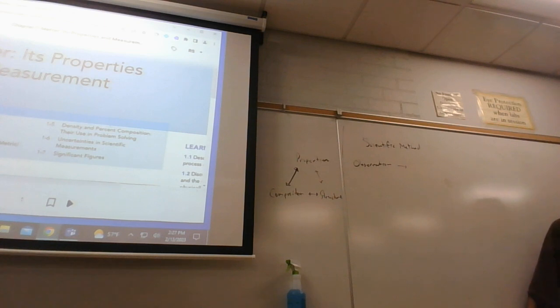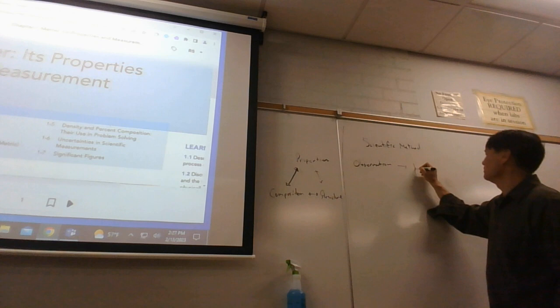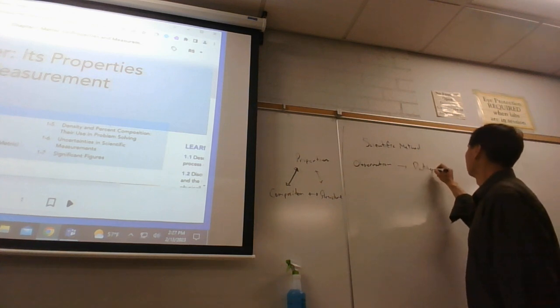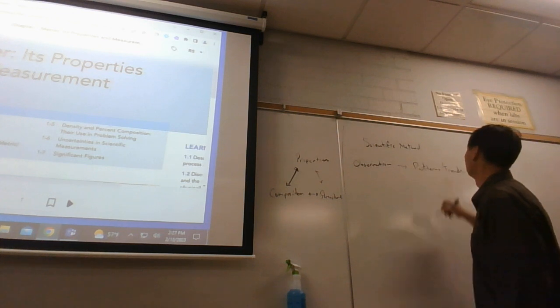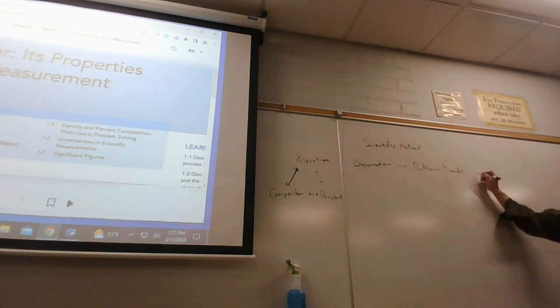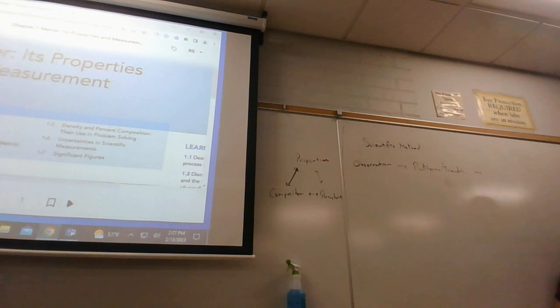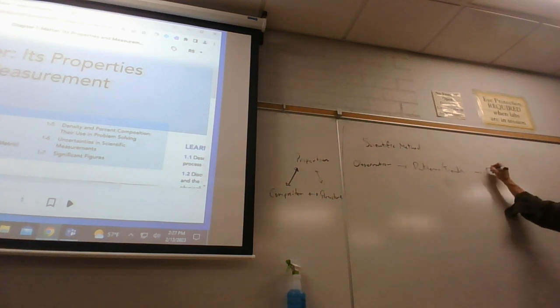And then what? And then we look for patterns and trends. If these patterns and trends are somewhat precise, that is, they're reproducible, or they're a consistent pattern or trend, then we can come up with a law.